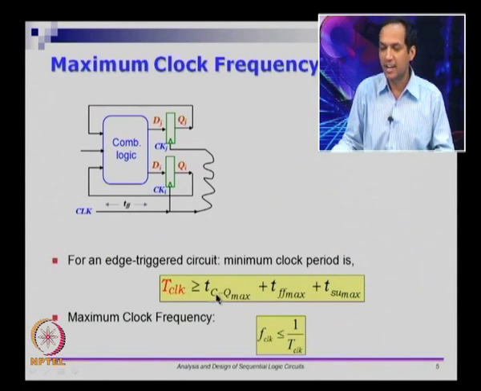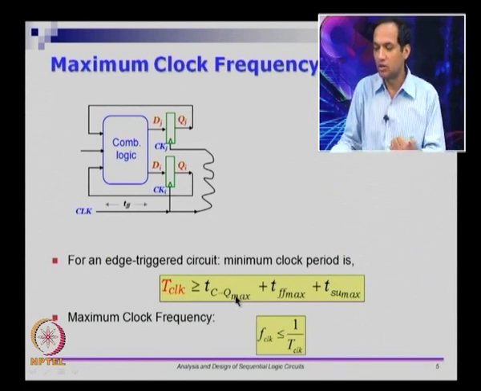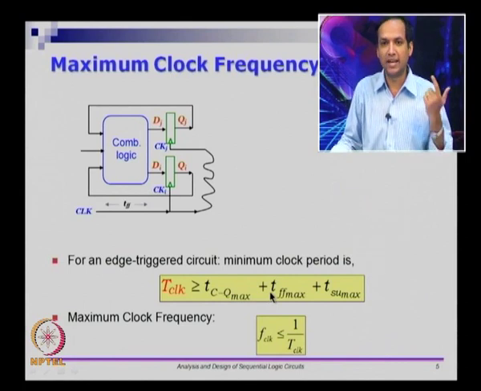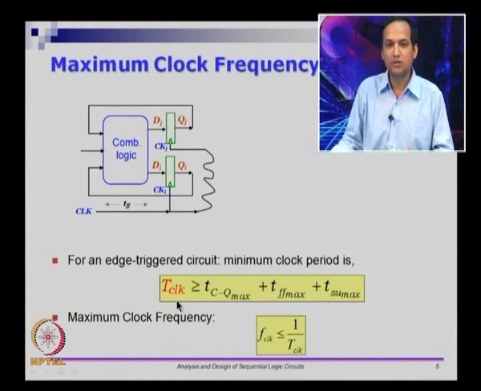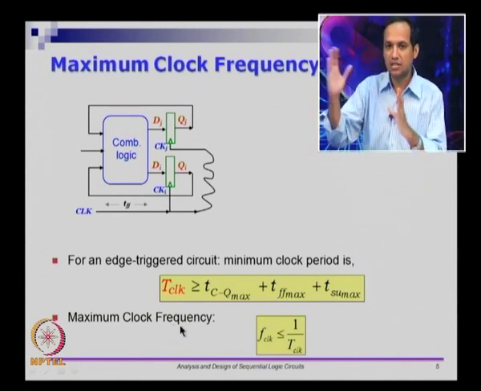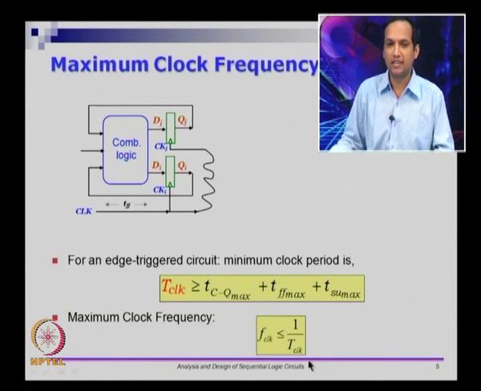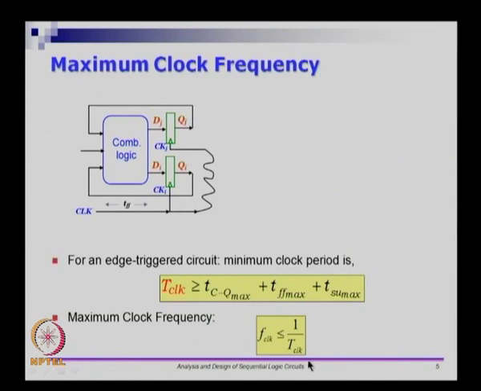T clock is greater than the worst case clock to Q delay plus worst case flop to flop delay plus worst case setup time. You add all of that, your width of the clock must be greater than that, which means the clock frequency is upper bounded by 1 by T clock. So this is with respect to maximum clock frequency. Here we assume that CLK appears immediately as CKI and CKJ.